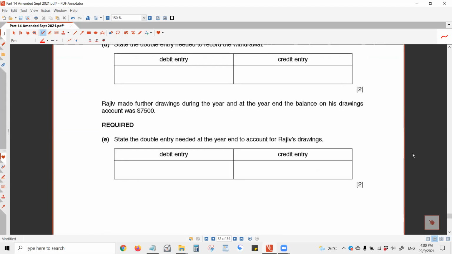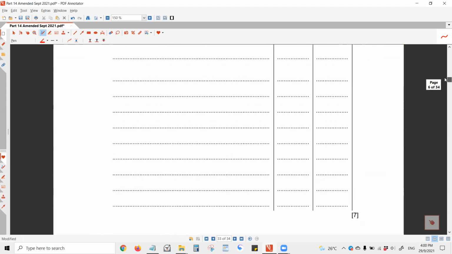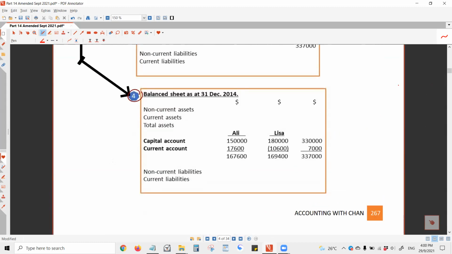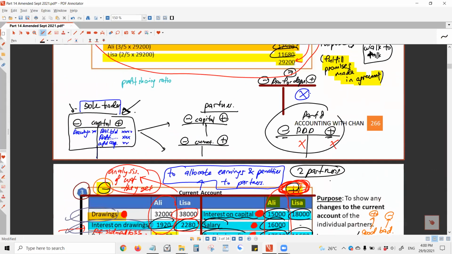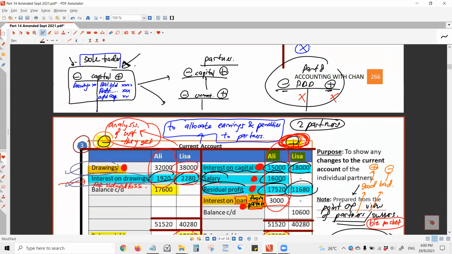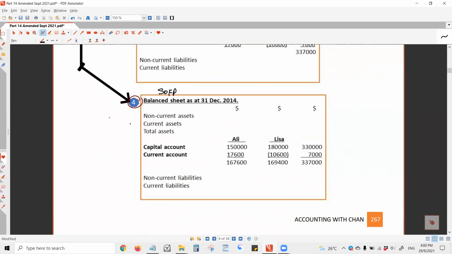Let's get back to the notes. I don't see the related questions. Let's look at the last step, page 267. It's about preparing the SOFP. Remember the sequence? Firstly, you prepare income statement, then you prepare appropriation account, then you prepare current account. Lastly, you prepare SOFP. NCA section, prepare them the usual way, no difference.